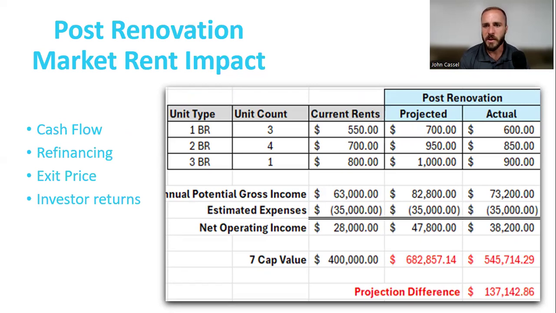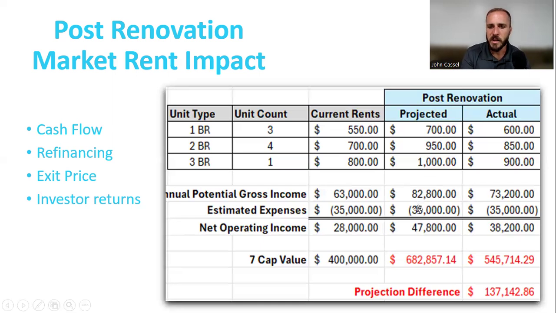For one bedrooms, they had $700 a month. Two bedrooms, $950 a month. Three bedrooms, $1,000 a month. And they overstated them in this example by $100 a month per unit type. So if you look down here, I have the gross potential income that you can get from just those rents annualized. I put an estimated expense number in and just kept that the same so it doesn't mess anything up. And then the net operating income, which is the income minus all the expenses.